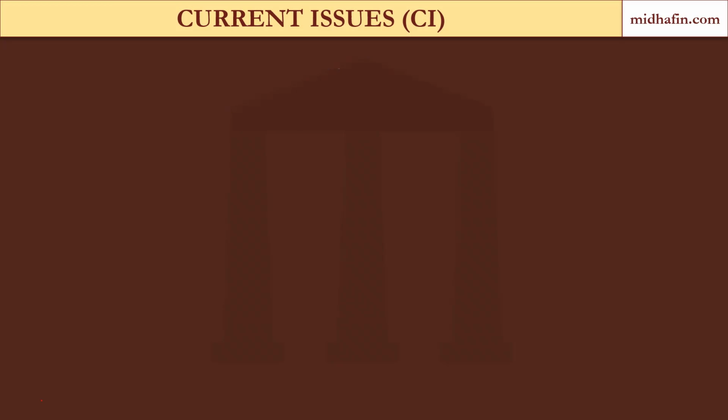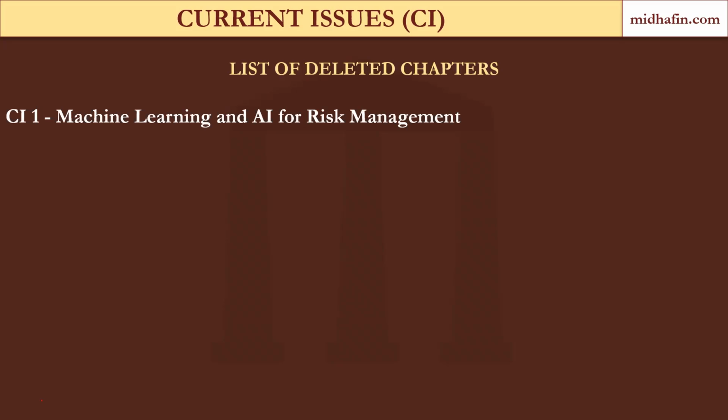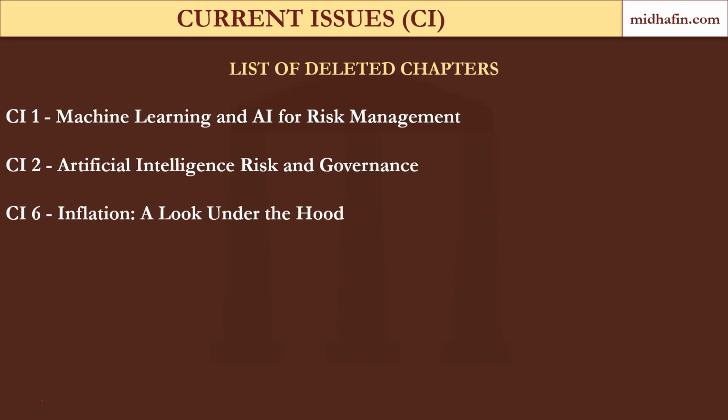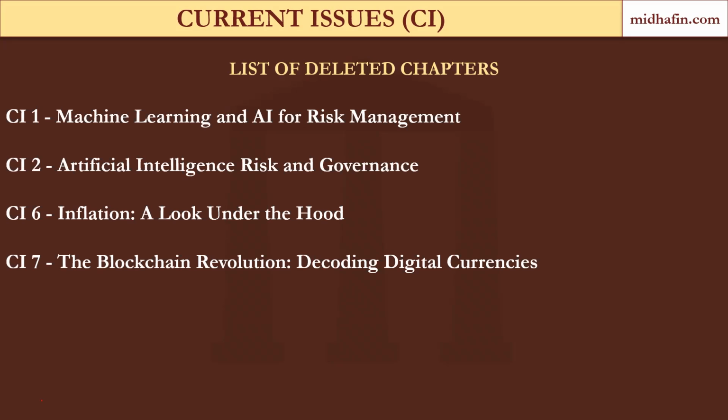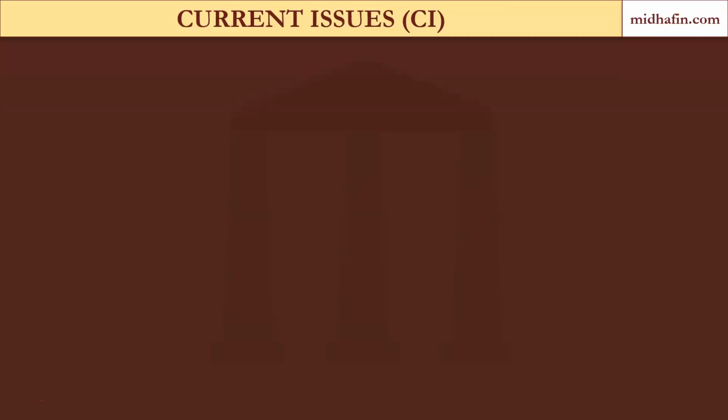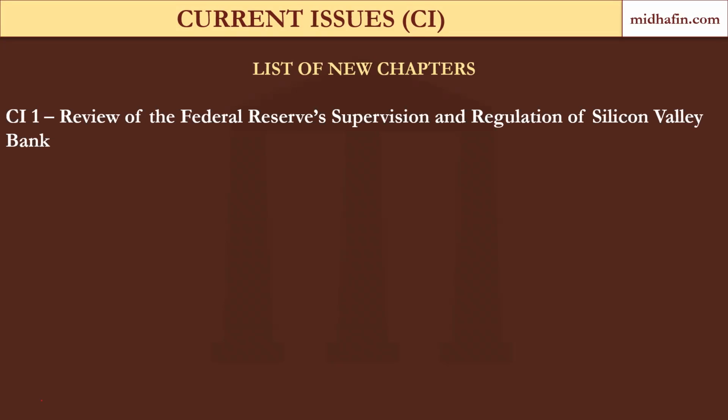Now, current issues. Let's first go through the list of deleted and added chapters. So CI, machine learning and AI for risk management deleted, artificial intelligence risk and governance deleted, inflation deleted, blockchain revolution decoding digital currencies deleted, future monetary system deleted. Okay, so we have 5 chapters being deleted, and these are the list of new chapters.